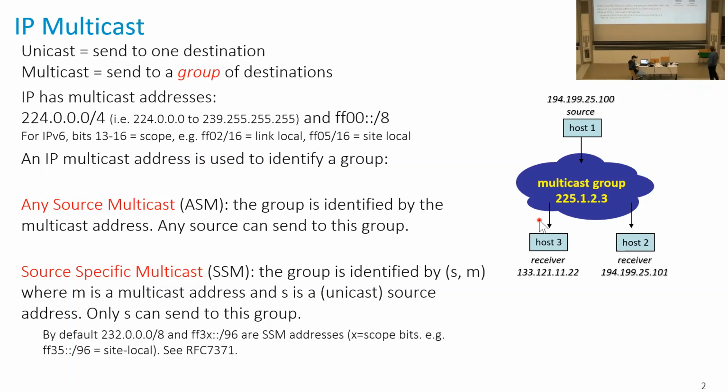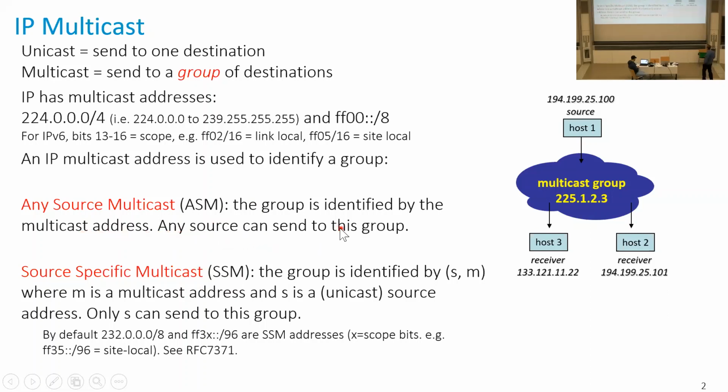And if a host sends to this group, anybody who's subscribing to the group will receive the information. There are two forms of multicast, any source multicast and single source, source-specific multicast. Any source means that the group is identified by the multicast address.